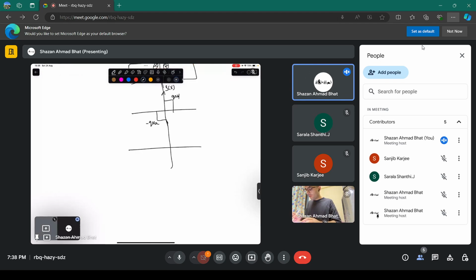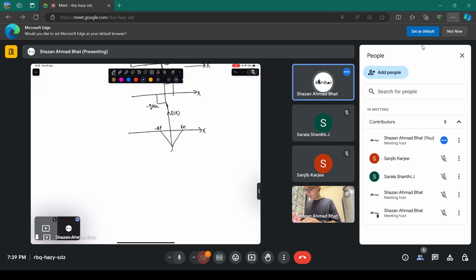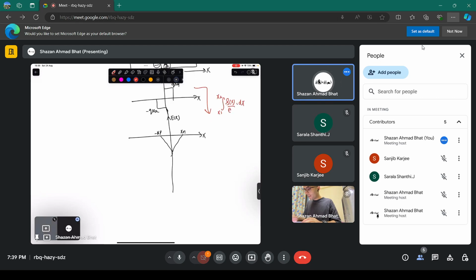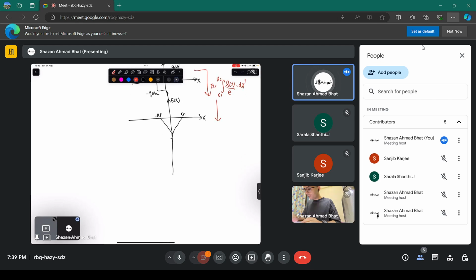Then how you go to the electric field profile. This is minus xp, this is xn, this is E of x, and this is x, this direction is x. Then how you go from this to this is integrating rho of x by epsilon dx, let's say from x1 to x2. Then you go from this to this, you obtain electric field as a function of x.